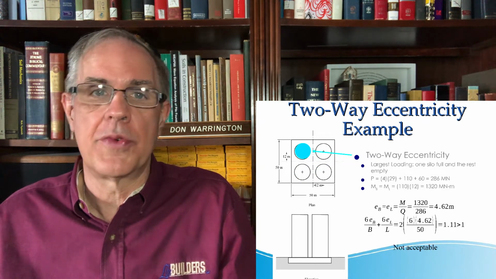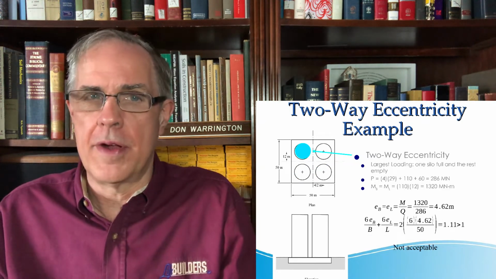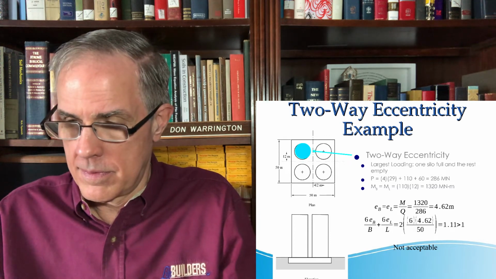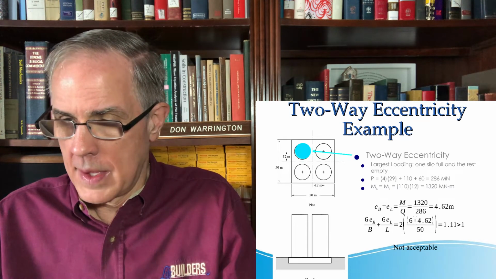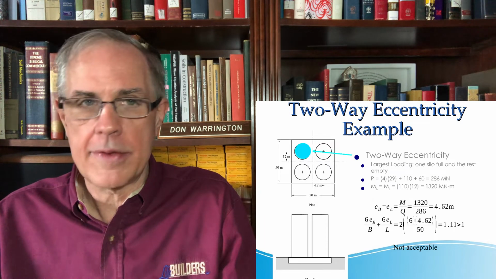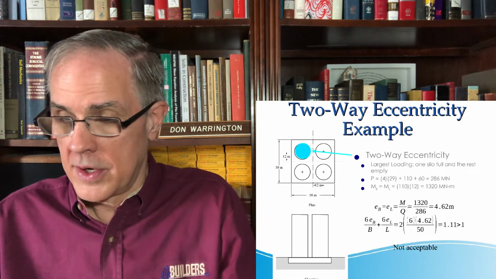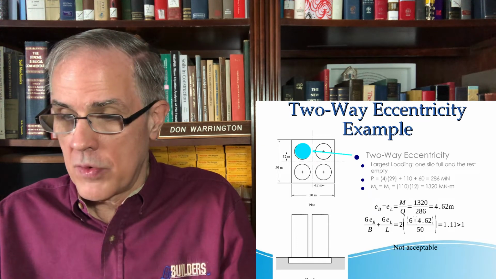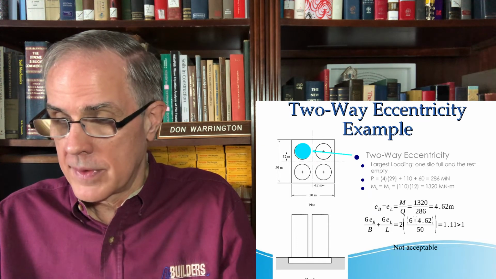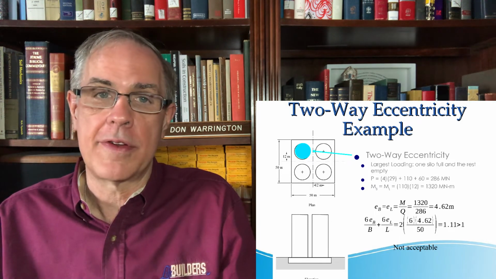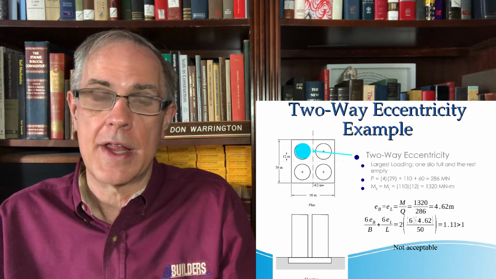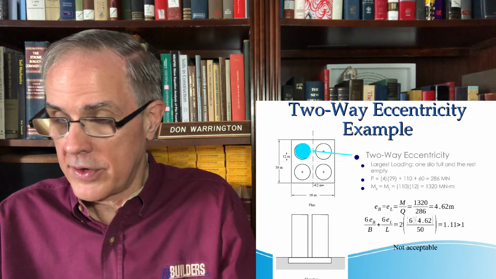Two-way eccentricity, we're only going to load one of them. And e_B actually gives the same eccentricity in the B direction and the L direction, which is equal to the M, which is 1,320, over 286, which is the weight with one silo loaded. That is 4.62.